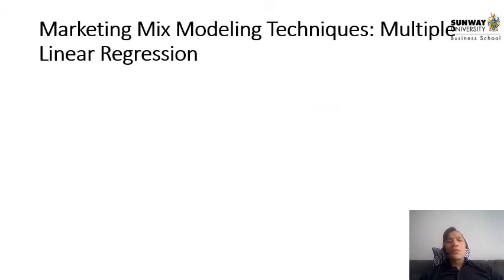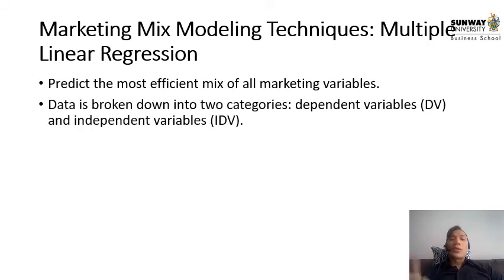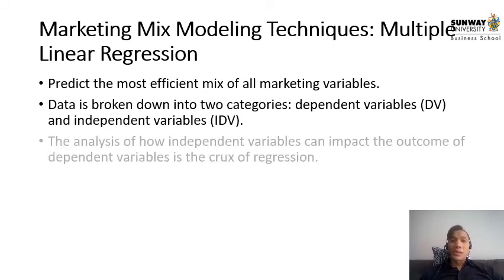So let's take an example of linear regression or multiple linear regression. This will help us predict the most effective, efficient mix of all marketing variables. Now, the data is broken down into two categories when it comes to linear regression. One is the dependent variable, which is the outcome variable that we're trying to measure. And of course, the independent variable, which is data that we have and are trying to use to predict our outcome variable. The outcome variable could be sales.